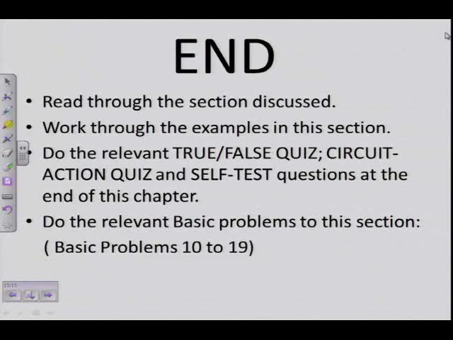Now this is very, very important, that you work through the section, do these problems, so that you can discuss anything that you don't understand with me before we do the next lesson. I will give you the opportunity to ask questions before we carry on with the next work, which will be the common collector amplifier. But I want you to make sure that you understand the common emitter amplifier first.